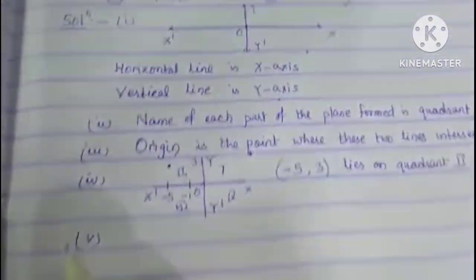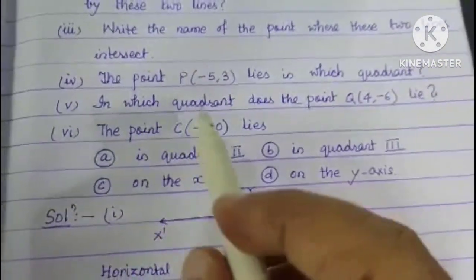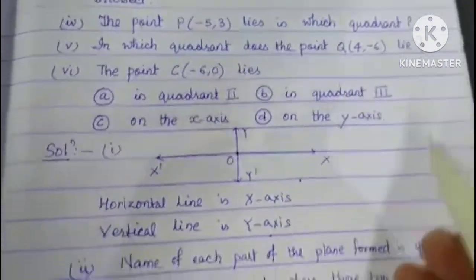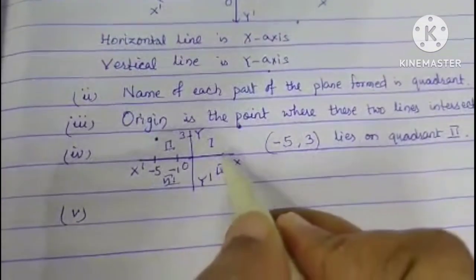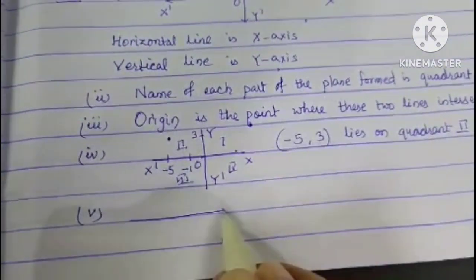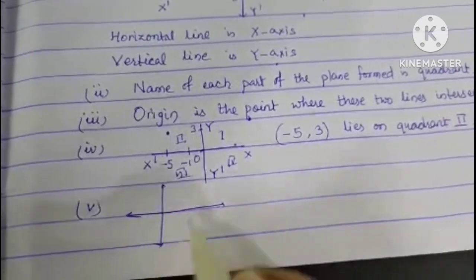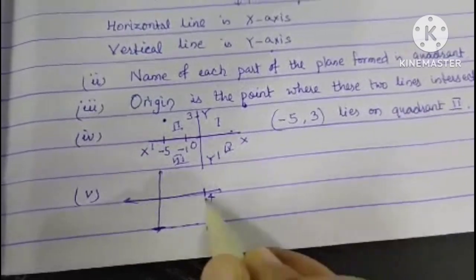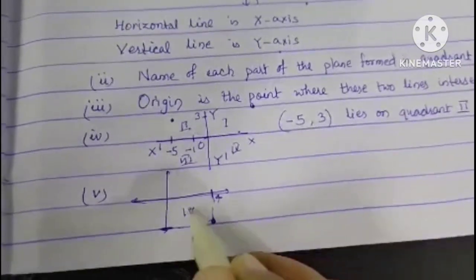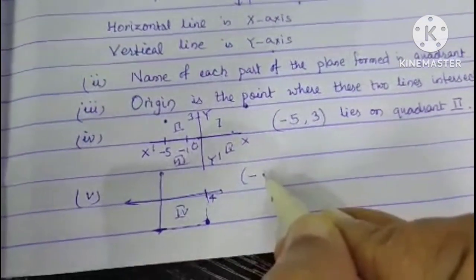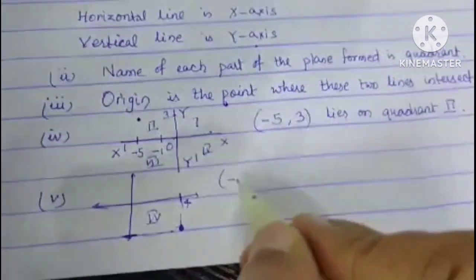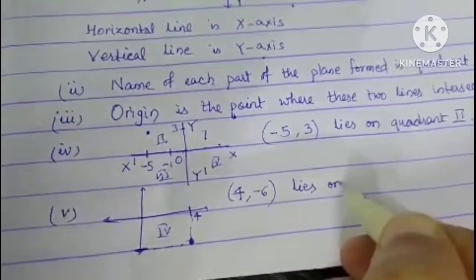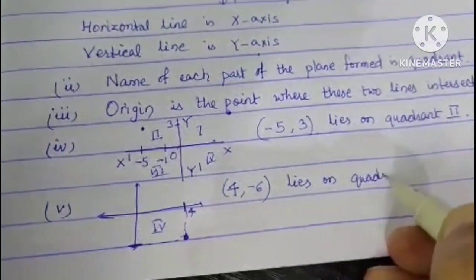Let's come to number 5. In which quadrant does the point Q, 4 minus 6 lie? 4 minus 6. Let us suppose this is 4, and here it will be minus 6. So the point will lie here. So it is quadrant 4. The point 4, minus 6 lies on quadrant 4.